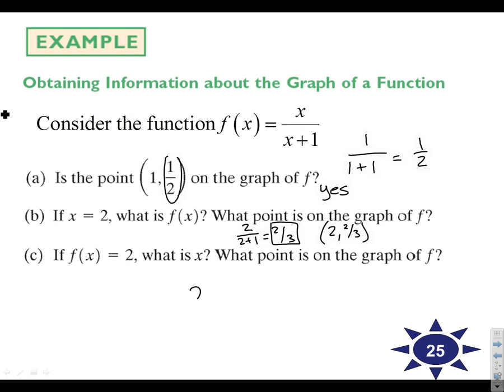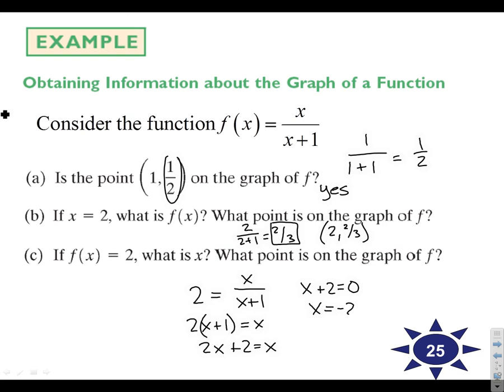And if f of x equals 2, what is x? Okay, a little more tricky. 2 equals x over x plus 1. Let's multiply by x plus 1. 2 times x plus 1 equals x. So 2x plus 2 equals x. And we'll subtract the x to the other side. So we'll have x plus 2 equals 0, x equals -2. So if x is -2, then y ends up being 2. And that's the point on the graph. 25 is yours to try.